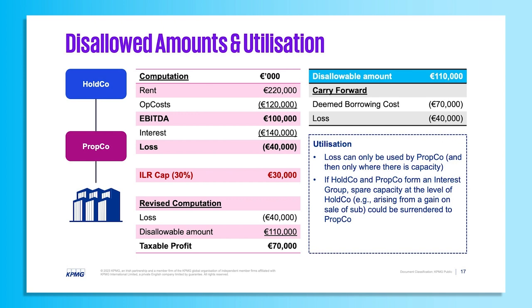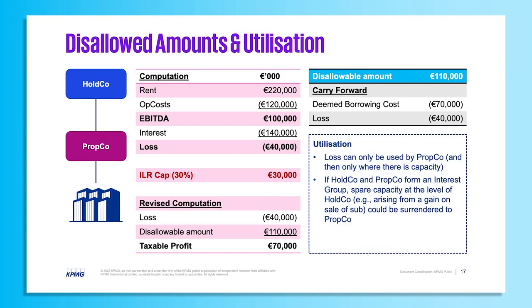As PropCo has had a Case 5 loss of 40, PropCo's total disallowable amount of 110 is split into two amounts, the deemed borrowing costs of 70 and the Case 5 loss of 40. PropCo's Case 5 loss of 40 is only available for PropCo to carry forward to offset against future Case 5 profits. However, the deemed borrowing cost of 70 can be used differently.